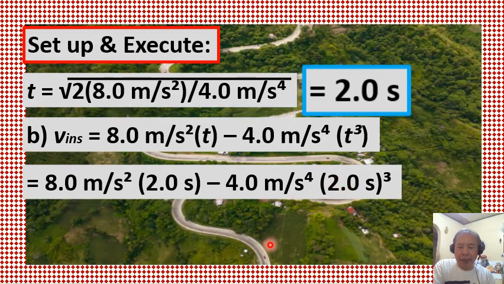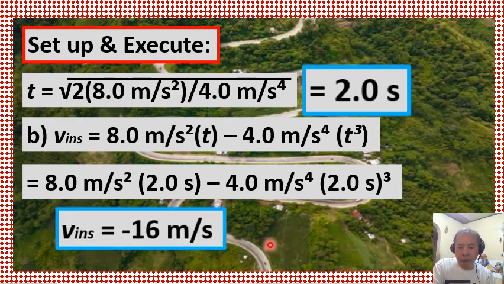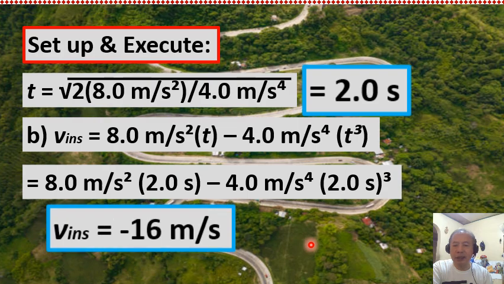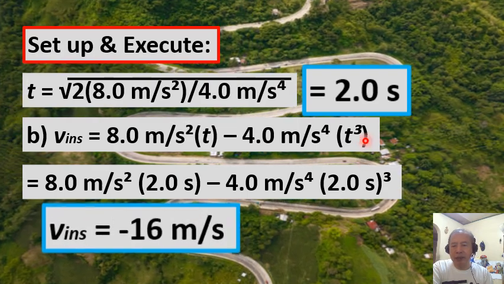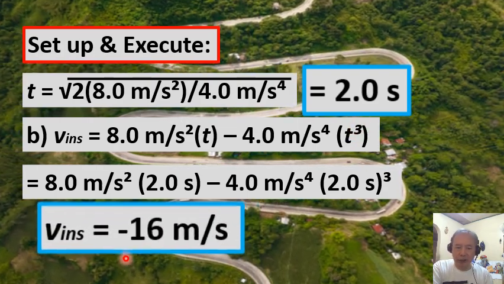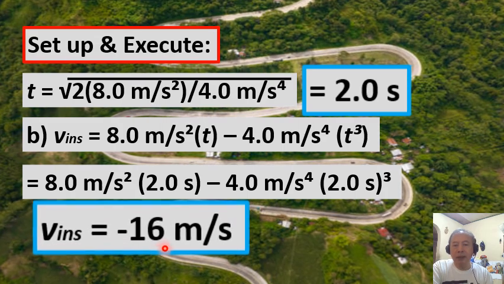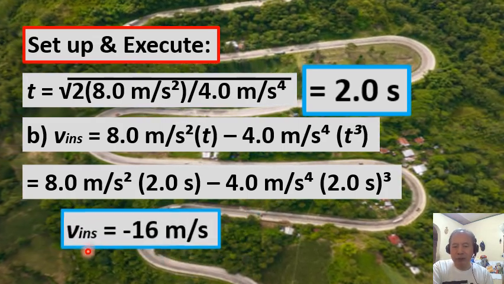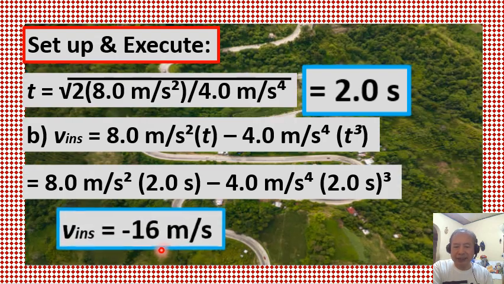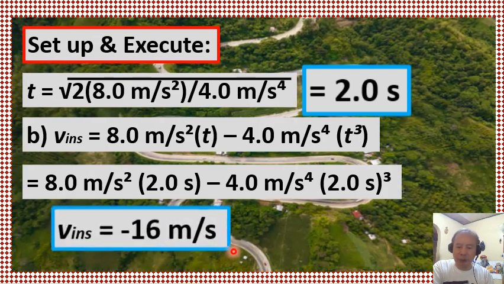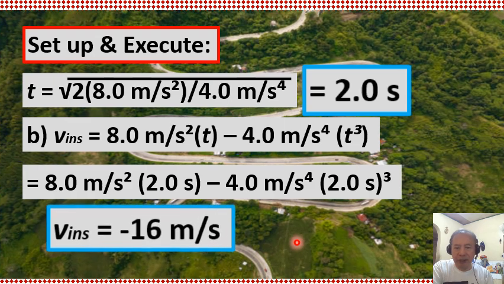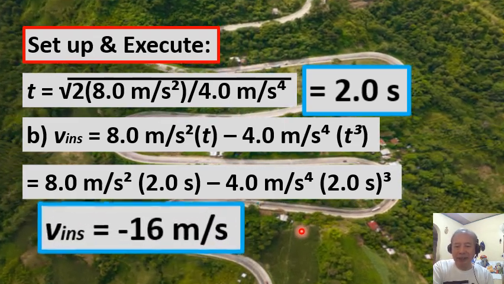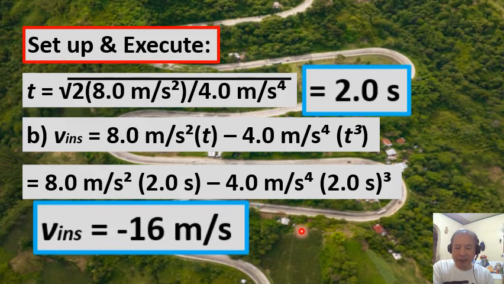So again, doing your math, we finally get the instantaneous velocity of the object at time equals 2.0 seconds, which is equal to negative 16 meters per second, which means that the magnitude of this instantaneous velocity is equal to 16 meters per second in two significant figures, and that the object is moving towards the negative x-axis.